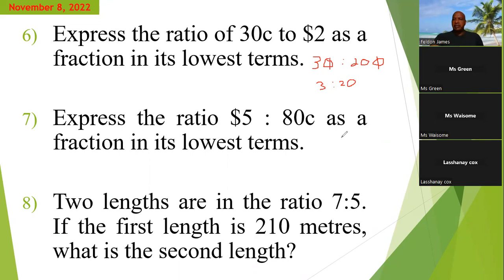Is that clear, Miss Scott? Yes, sir. Sir, we can try other one then. Right, so the other one would be similar. So go ahead. So it would be 500 to 80. So you would have 500 to 80. Yes, sir.